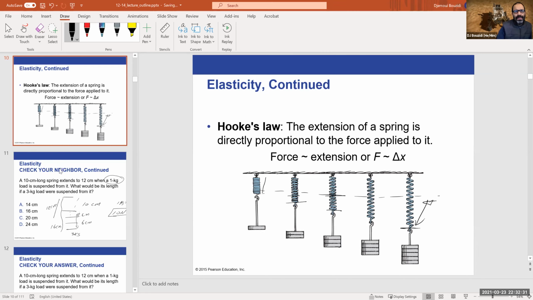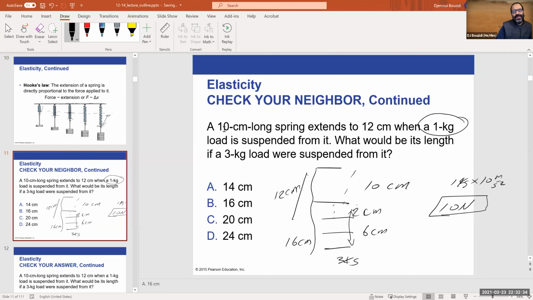To go back to the example, the initial length was 10 centimeters. When we put 1 kilogram, it grew by 2 centimeters to become 12 centimeters altogether. Now the question is, how long is it going to be when you place 3 kilograms instead? It's going to stretch by 2 centimeters for every kilogram, so 6 centimeters for the 3 kilograms. Its length is going to be the old 10 centimeters plus 6, giving it 16 centimeters.